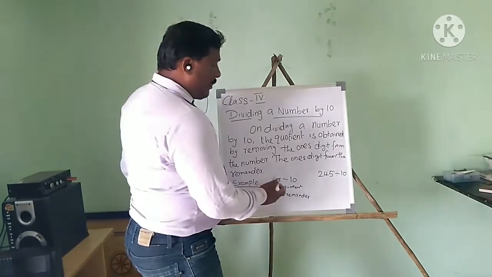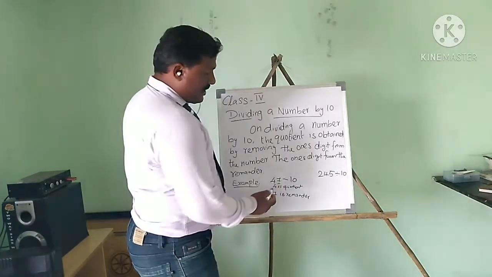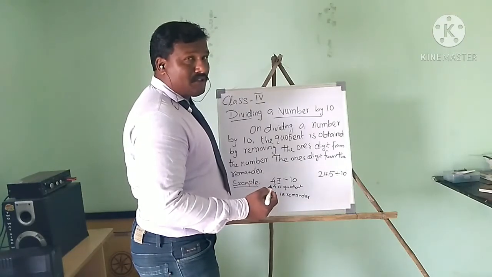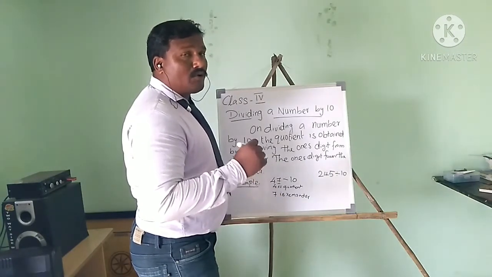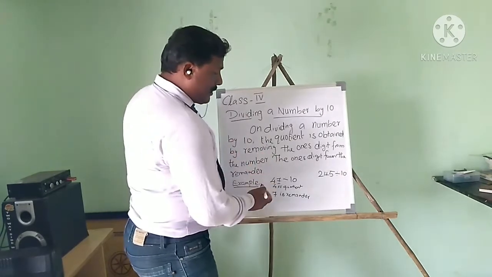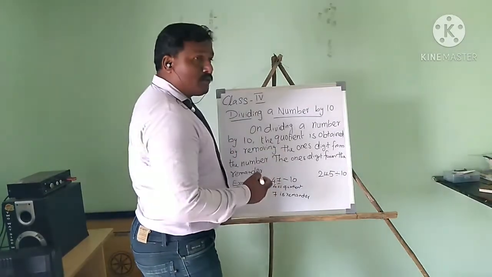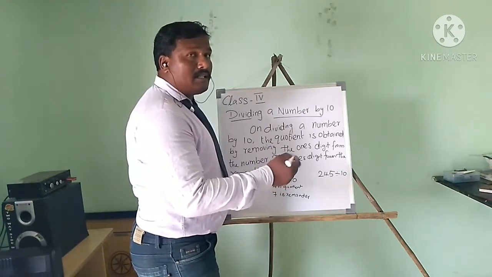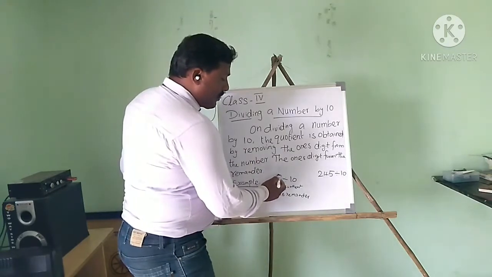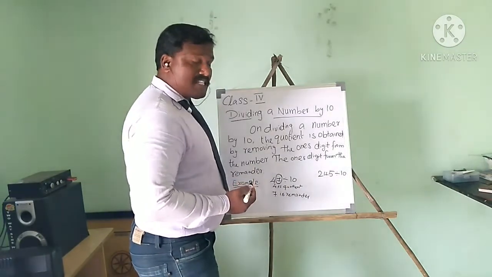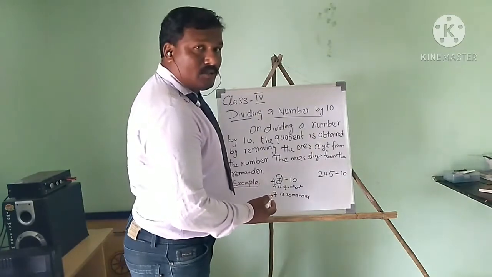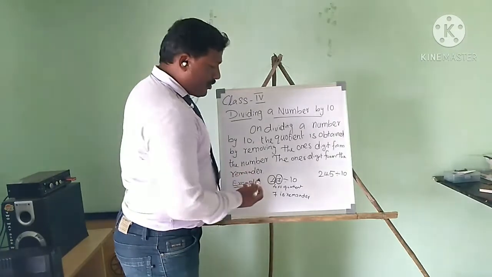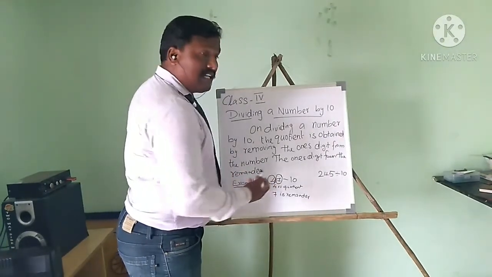Okay, so I have taken 10 as the divisor, 47 as the dividend. Without actual division, you can find the quotient and remainder. As per the rule, you have to remove the ones place. What number is in the ones place? 7 is there. So 7 is the remainder, the remaining number is the quotient. So 4 is the quotient, 7 is the remainder.